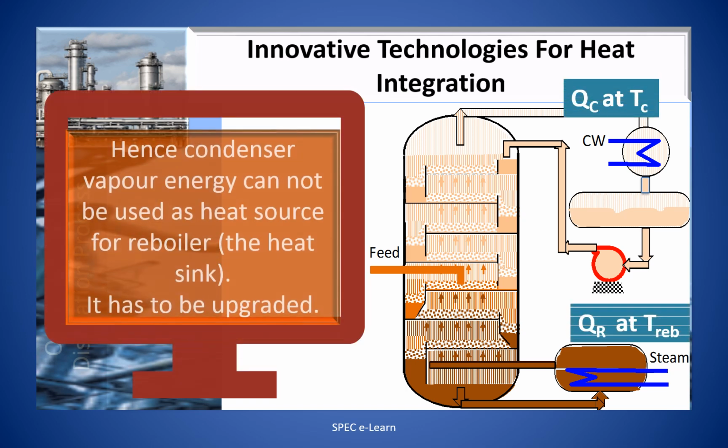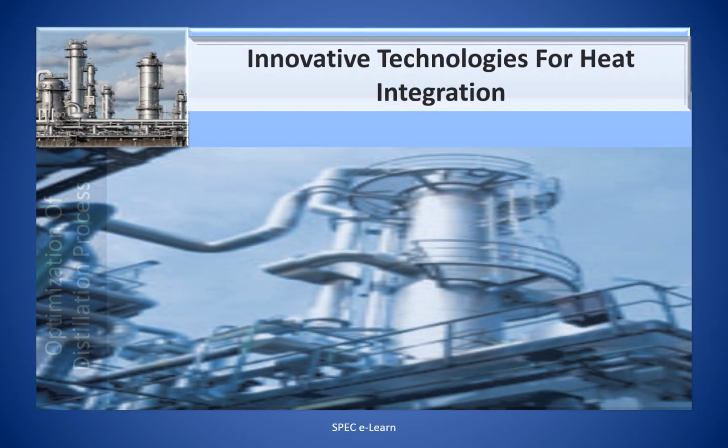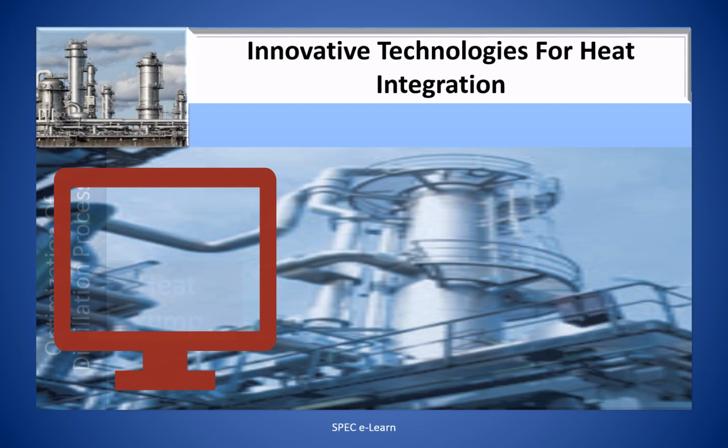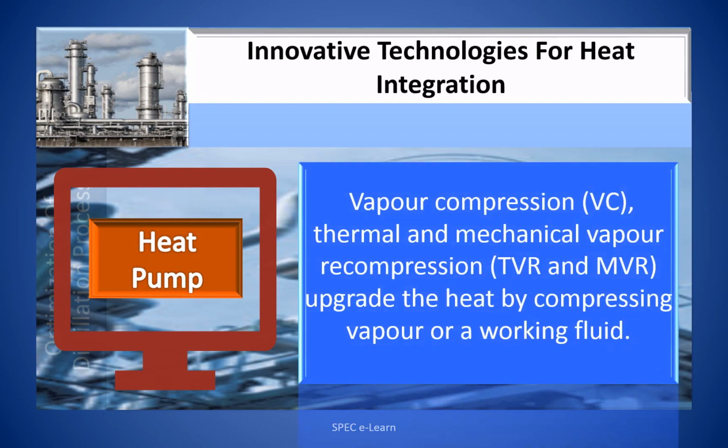Hence, the condenser vapor energy cannot be used as a heat source for the reboiler, the heat sink. It has to be upgraded to be useful. That is exactly what the heat pump system does. Vapor compression, thermal and mechanical vapor recompression upgrade the heat by compressing the vapor or a working fluid.